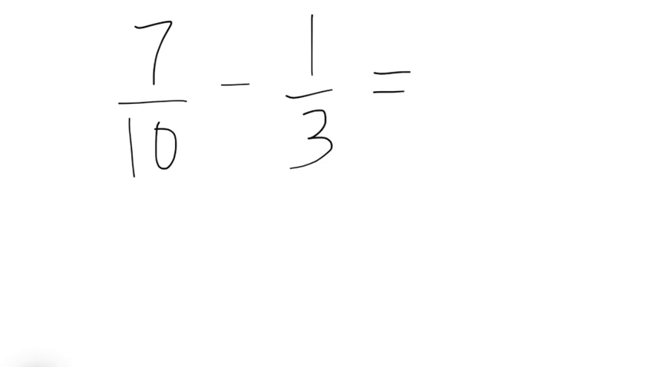Well, 10 and 3 will land on 30 together, when they're multiplied by each other. So I'm going to go 10 times 3 is 30. And remember, whatever I do to the bottom, I do to the top.